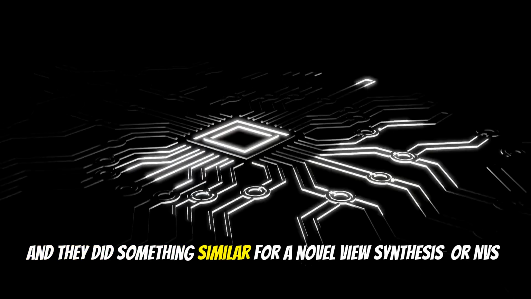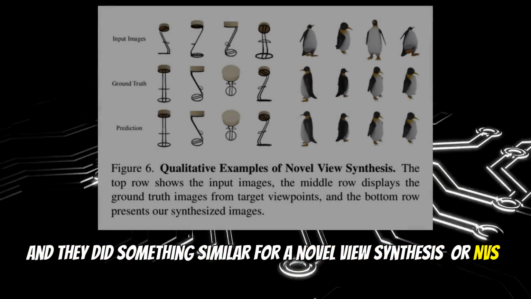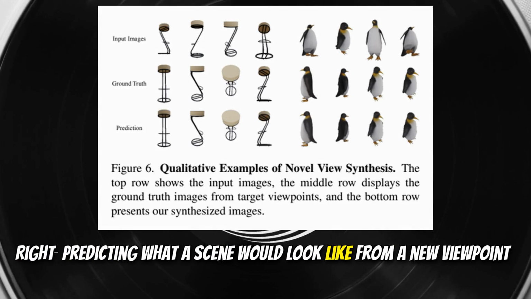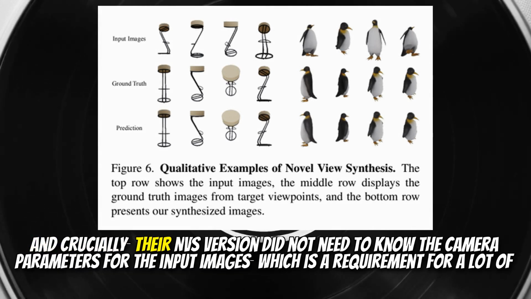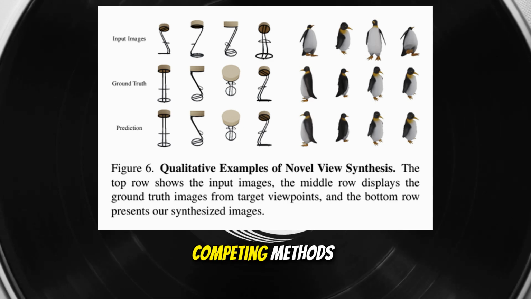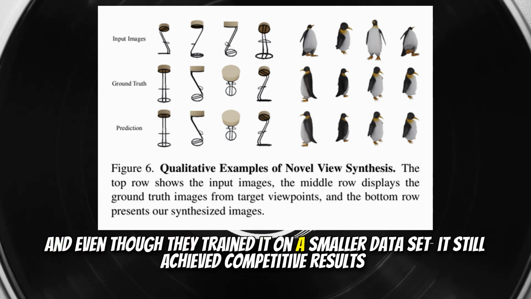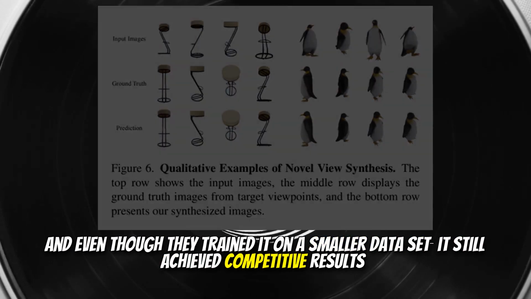And they did something similar for novel view synthesis, or NVS. Right, predicting what a scene would look like from a new viewpoint. And crucially, their NVS version did not need to know the camera parameters for the input images, which is a requirement for a lot of competing methods. And even though they trained it on a smaller data set, it still achieved competitive results.